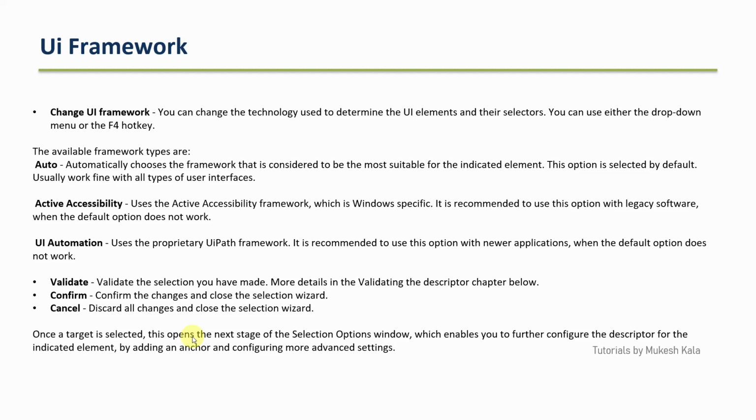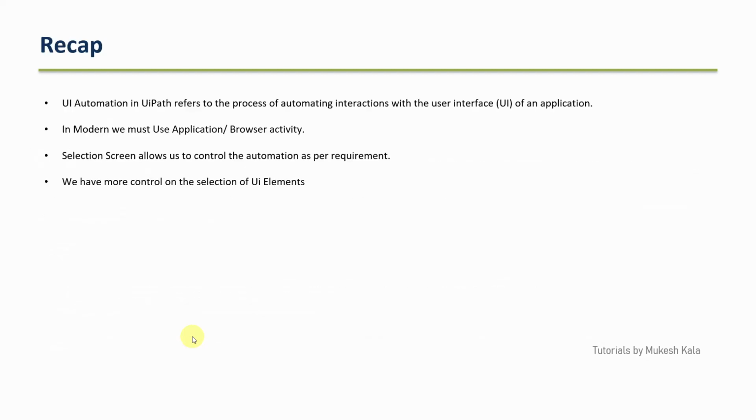Okay, so today in this video we have discussed the selection window features which we get in the modern design experience, right? Before wrapping this video, let's quickly have a recap. We have seen that UI automation refers to the process of automating the interface. We have modern and we have classic. In the modern, I have to do everything by myself. In the modern, we have to use first the Use Application/Browser activity, which allows us a lot of features, a lot of properties. However, the first thing is whenever we try to select something, we have something which is called the selection screen, right?